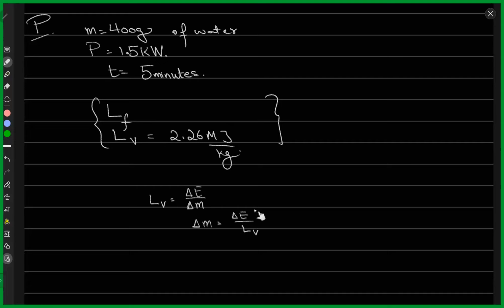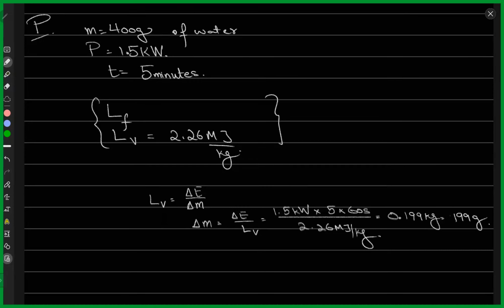And the energy can be computed by, again, just multiplying power with time. So that's very basic. 1.5 kilowatts times 5 minutes, but we want it in seconds, so 5 times 60 seconds. Divided by the latent heat of vaporization, which is 2.26 megajoules per kilogram. And this would give you an answer, around 0.199 kilograms, and you can write it in grams as 199 grams.